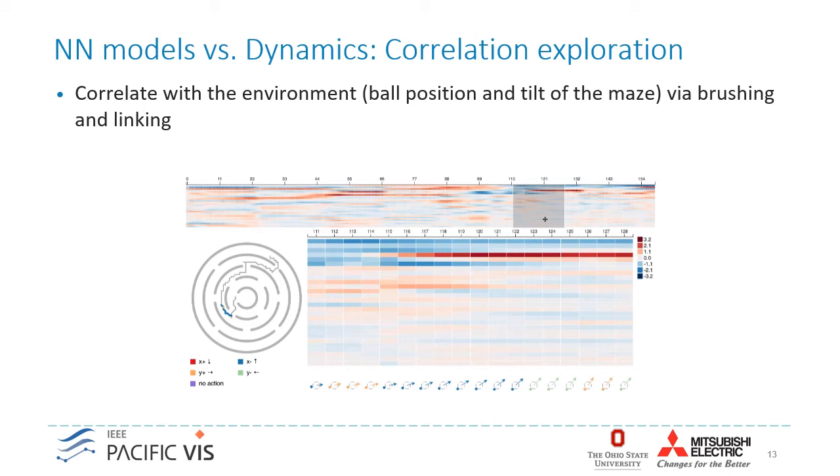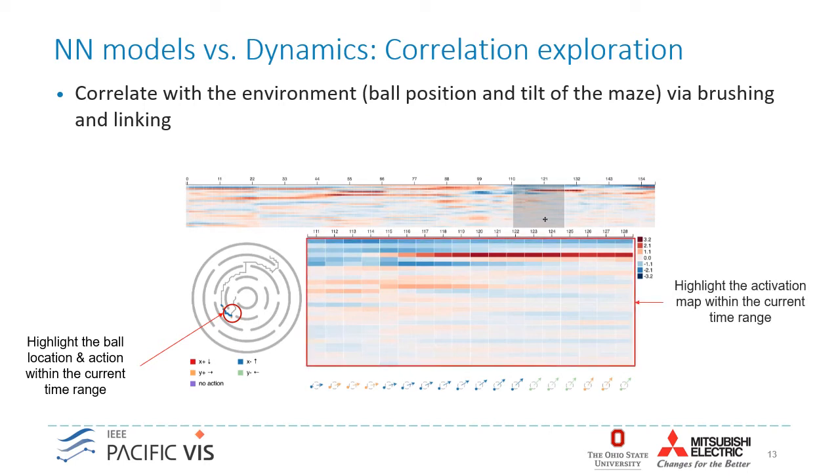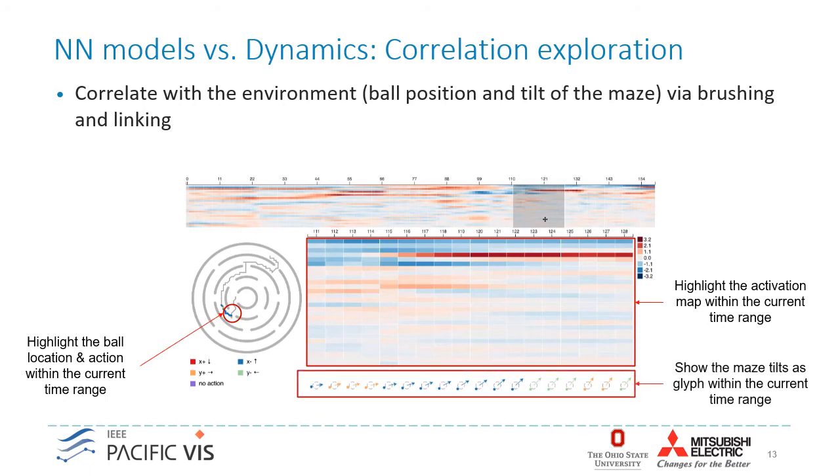When they adjust the time range, the corresponding ball locations are also highlighted in the maze view. The selected region of interest is enlarged in the bottom right with another heat map, so scientists can examine the activation patterns clearly. Beneath the enlarged heat map, we also show the maze tilt angle and the ball location for scientists to understand the status of the robot.